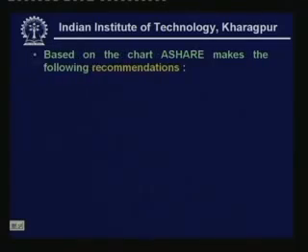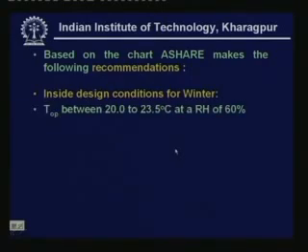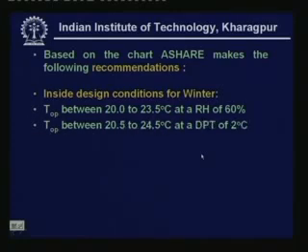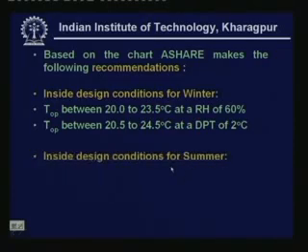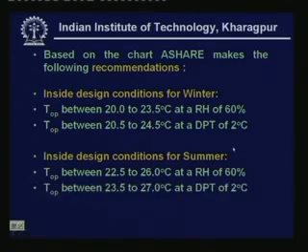Now, based on the chart, ASHRAE makes the following recommendations. Recommended inside design conditions for winter: the operative temperature between 22 to 23.5 degrees centigrade at a relative humidity of 60%, and T operative between 20.5 to 24.5 degrees centigrade at a dew point temperature of 2 degrees centigrade. Inside design conditions for summer are like this: operative temperature between 22.5 to 26 degrees centigrade at a relative humidity of 60%, and T operative between 23.5 to 27 degrees centigrade at a dew point temperature of 2 degrees centigrade.